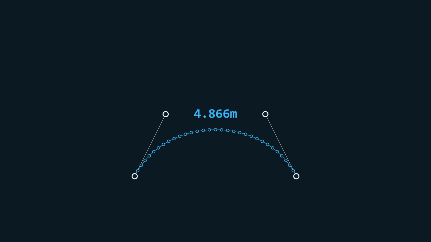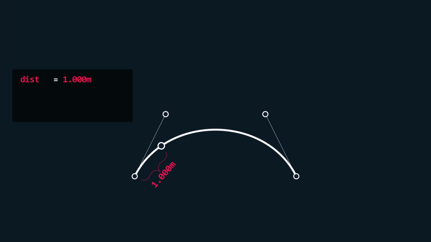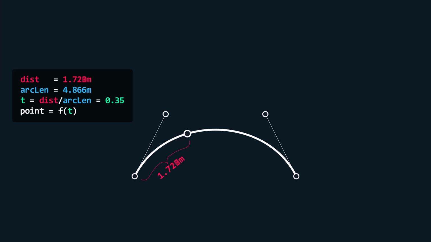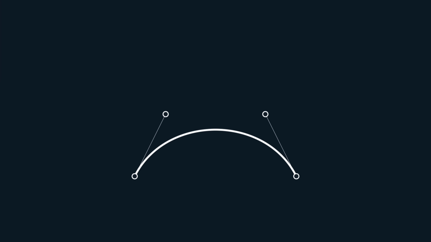there you go. So now that we have the arc length of the curve, instead of using a t-value, what if we instead want to get the point at a specific distance along the curve? Well, we have the full arc length. We can simply divide our distance value by the arc length and we'll get our t-value, which we can then evaluate as usual.